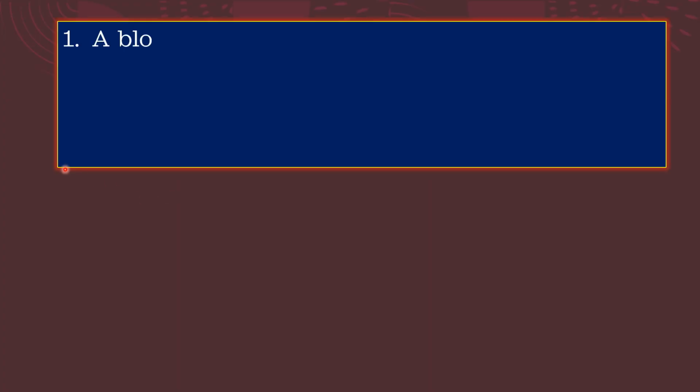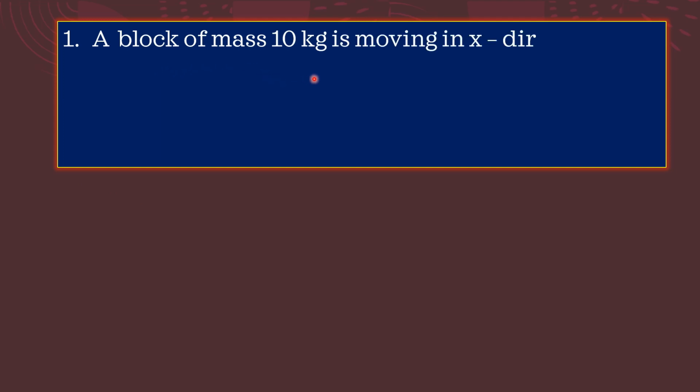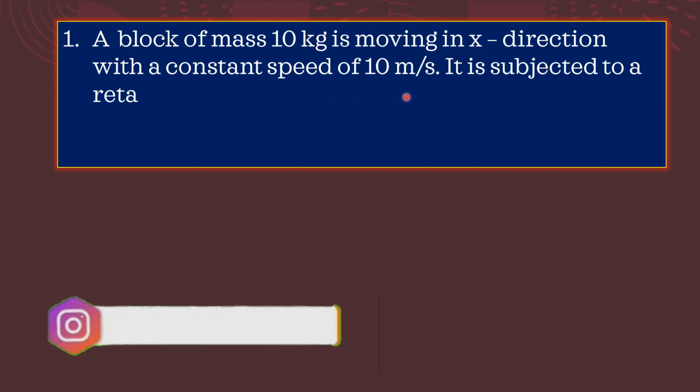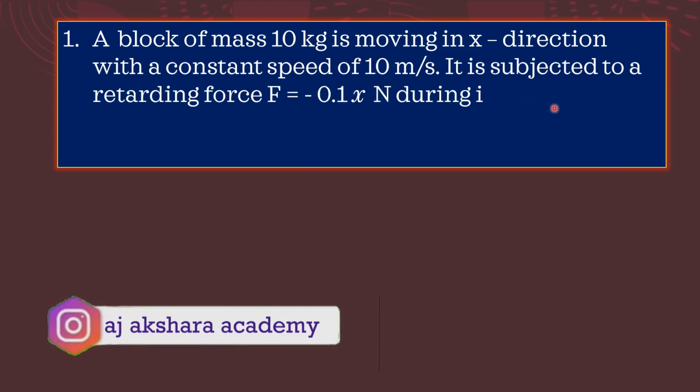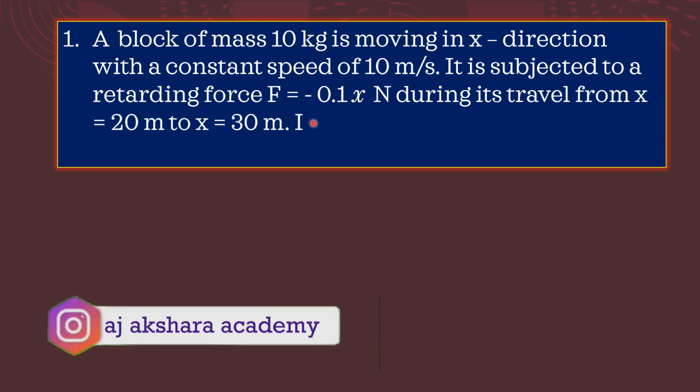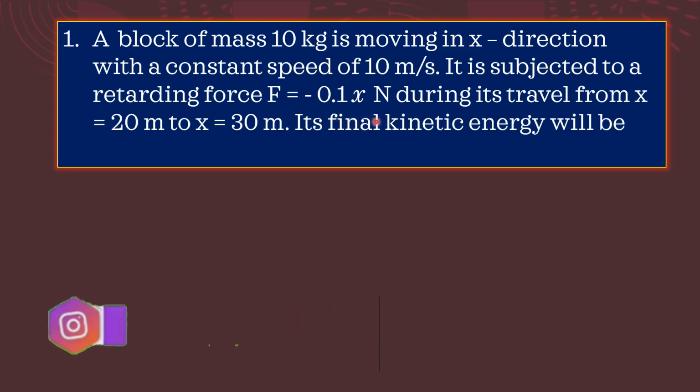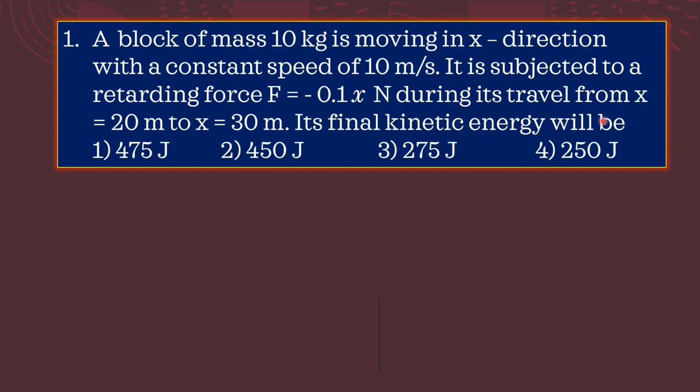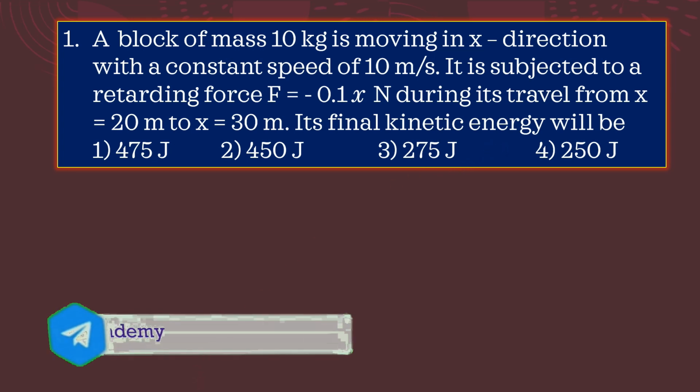First one. A block of mass 10 kg is moving in x direction with a constant speed of 10 meters per second. It is subjected to a retarding force F equals minus 0.1 x newtons during its travel from x equals 20 meters to x equals 30 meters. Its final kinetic energy will be. Here in this question, we have to calculate the final kinetic energy. Okay, let us go to the solution.